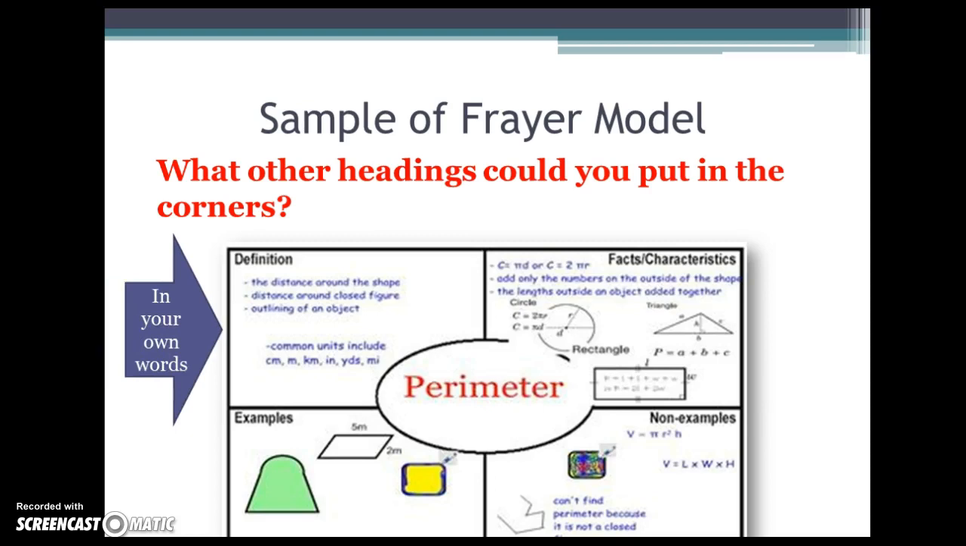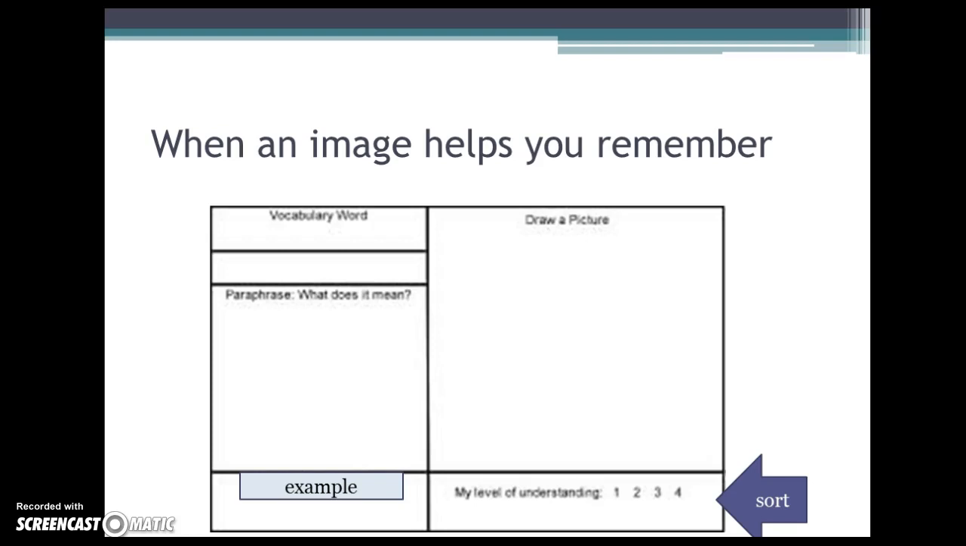So here's a sample of one that's already created. You could change the corners, and use other headings. Some people, instead of non-examples, would actually put a visual example that helps them remember the information. Here's another example: How well do I understand it? This will help you sort your cards later into your piles of red, yellow, and green. So these are just different ways you can create a cue card.